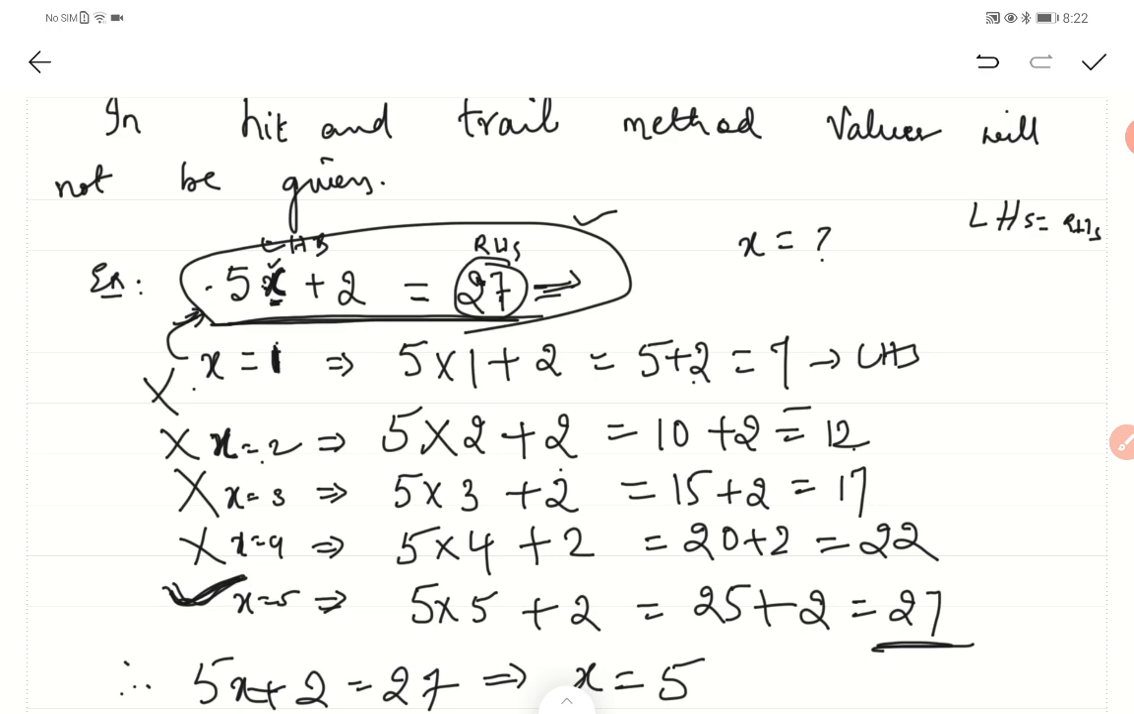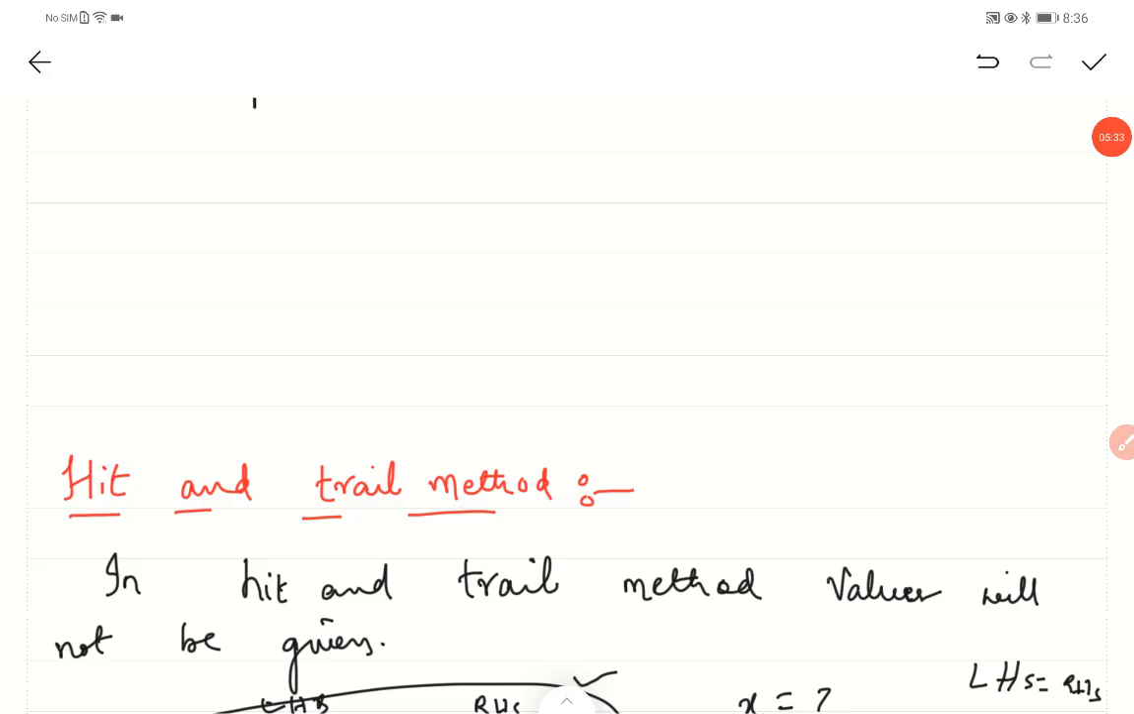Okay, let me take one more example for this hit and trial method. So if the equation is given something like that, solve the equation by trial and error method.